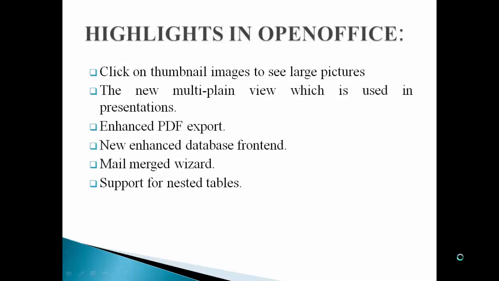Highlights in OpenOffice. Click on thumbnail images, you can get the large pictures. The new multiplane view, which is used in the presentations, and enhanced PDF export. By this, it is possible to define the compression levels of embedded images. The PDF export now currently handles thumbnail images and hyperlinks.